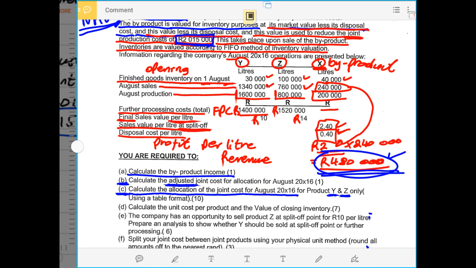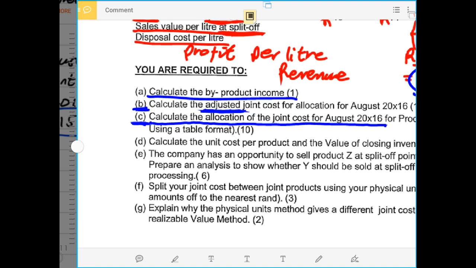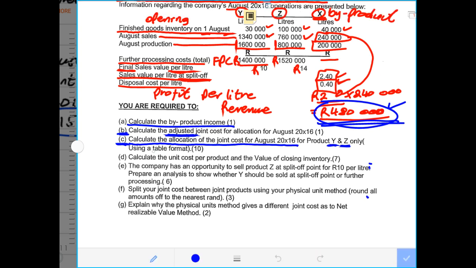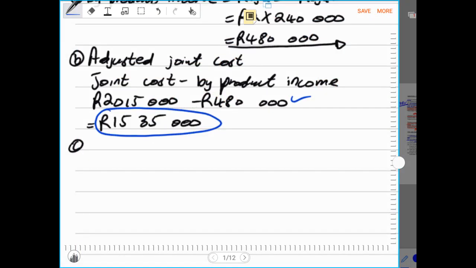So now we have to allocate our joint cost to the two main products, which is product Y and product Z, and they say we must use a table format. That means when we answer, we must answer in table format. So let us draw a table to allocate our joint cost, and we know that we have two products, product Y and product Z. So we start with the products that we have, product Y and product Z.